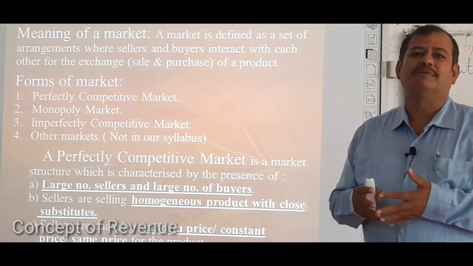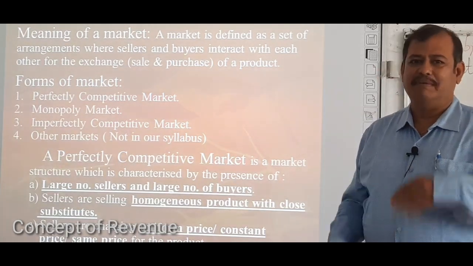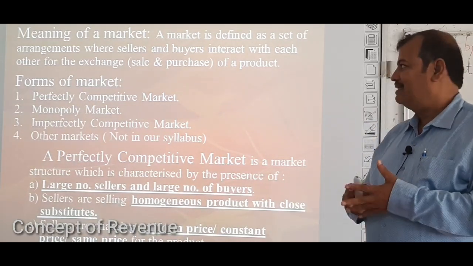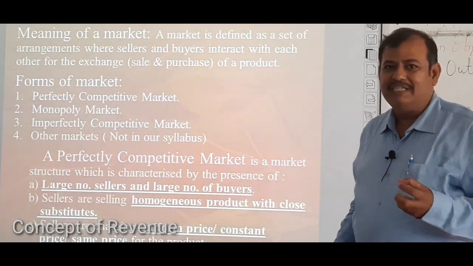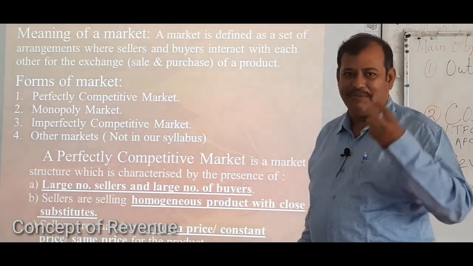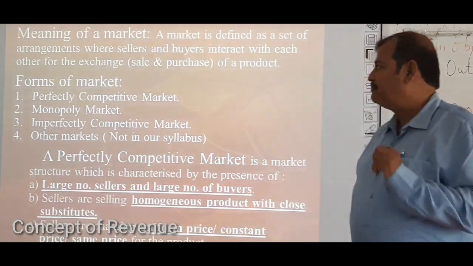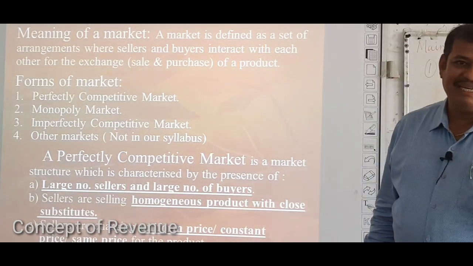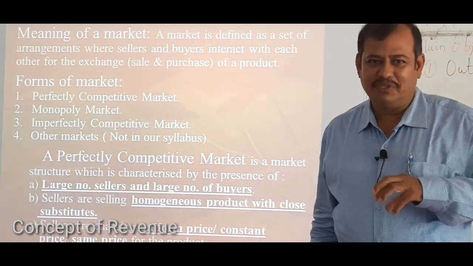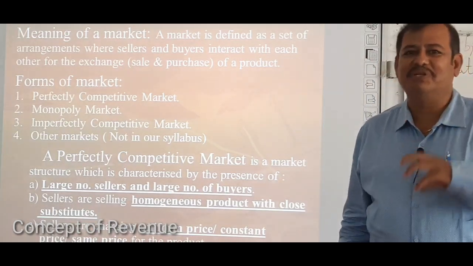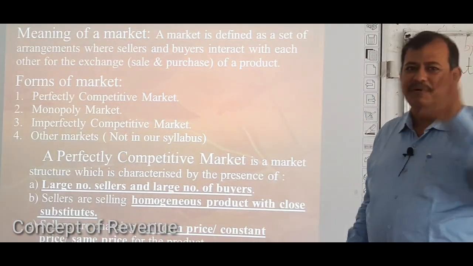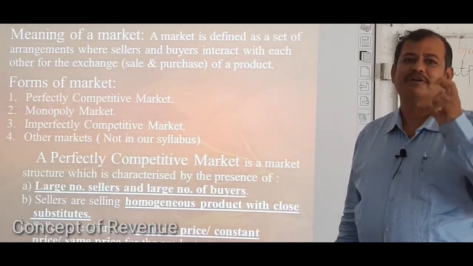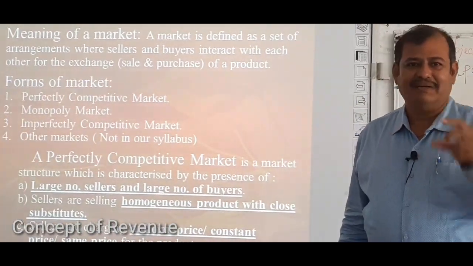Nowadays, the concept of market has become wider. It may be an offline market, online market, physical market, and so on. And so far as the forms of market are concerned, we have different types of market: the perfectly competitive market, monopoly market, imperfectly competitive market, oligopoly market, oligopsony market, duopoly market, duopsony market, several types of market. But so far as our discussion is concerned, we will focus only on the perfectly competitive market, which is in our syllabus.